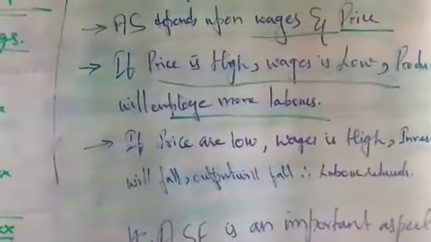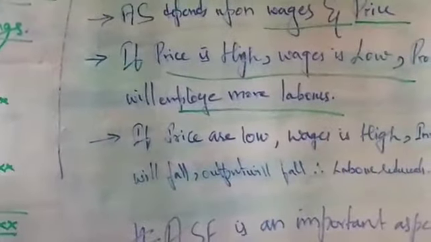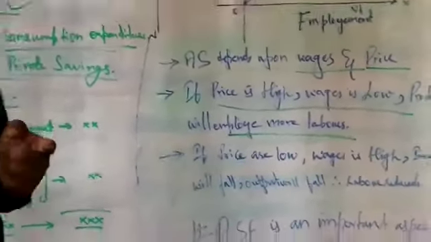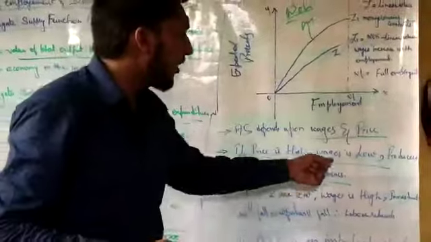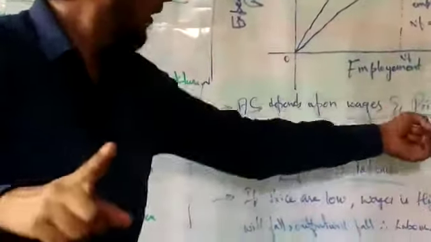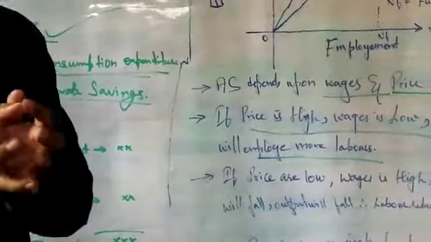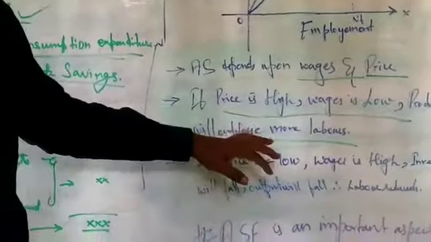So if the price of any product being manufactured is very high, what happens automatically? Wages will be low. The producer, the manufacturer, will employ more labor.